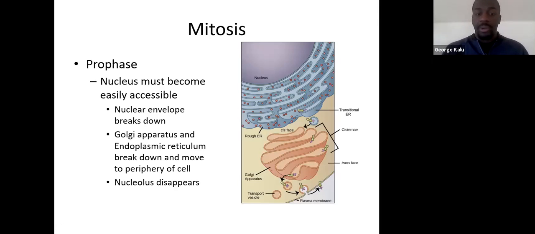The next thing that we're going to do is take the Golgi apparatus and the endoplasmic reticulum that are surrounding the nucleus as well, and we want to break those components down too. So here we have our rough ER, here we have our Golgi. We want to break those down, and then move those components to the periphery of the cell. So now that they're out of the way, we can access the nucleus a lot easier. And then the third thing that's going to happen is there's the nucleolus, which is that little ball inside the nucleus. We're going to cause the nucleolus to disappear at this point as well.